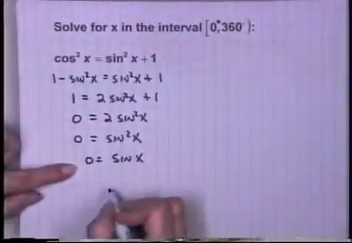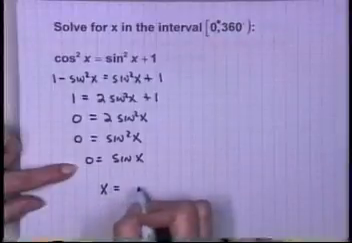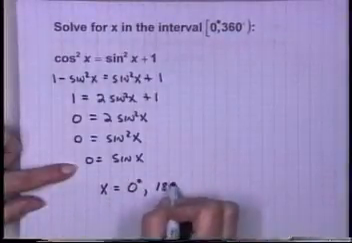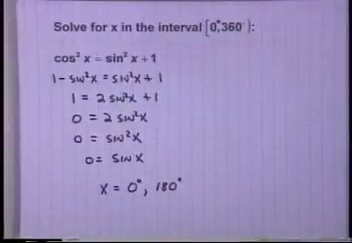Well, we want degree answers. So for what degrees is the sine of x equal to 0? Well, it's 0 at 0 degrees, and it's 0 again at 180 degrees, isn't it? So those would be our only two solutions here between 0 and 360 degrees.